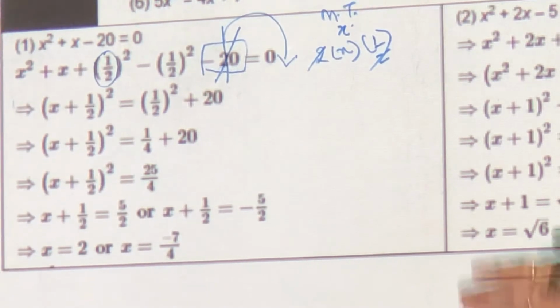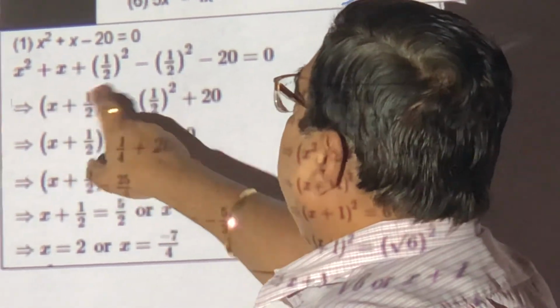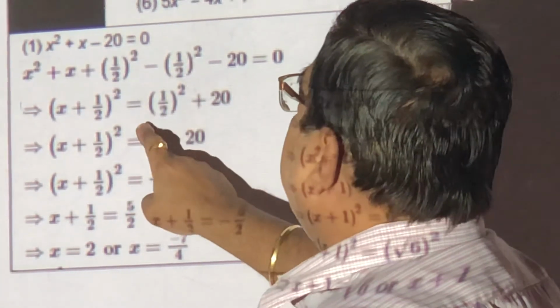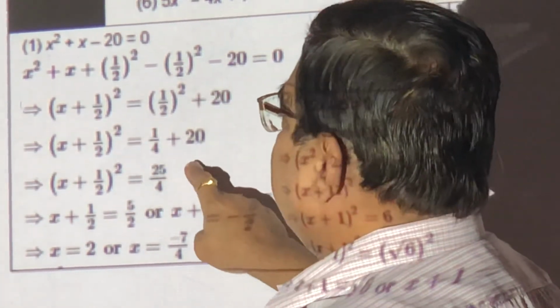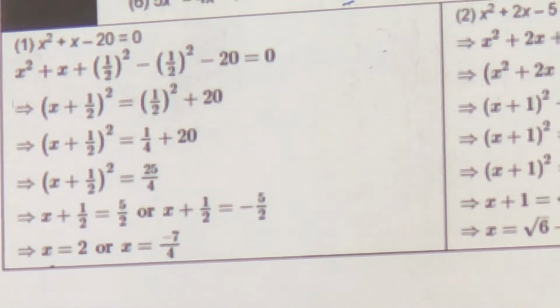Okay? So here, my friends, I've got half. Then I do the (a plus b) whole square method, and this of course I will solve as a fraction and I will get my values. So how I got half, I explained to you.